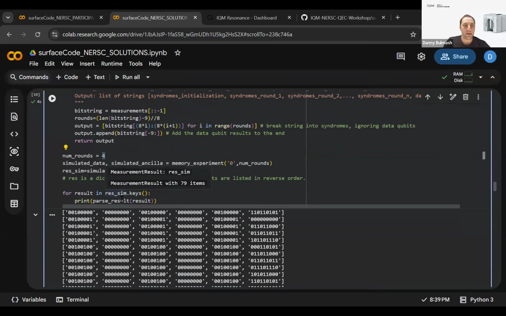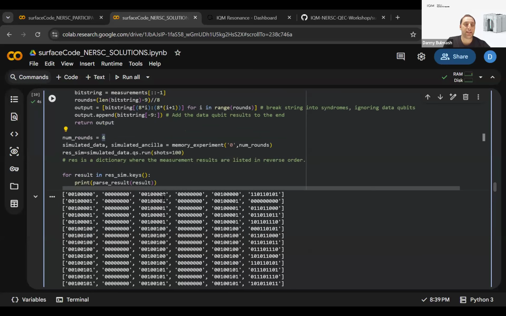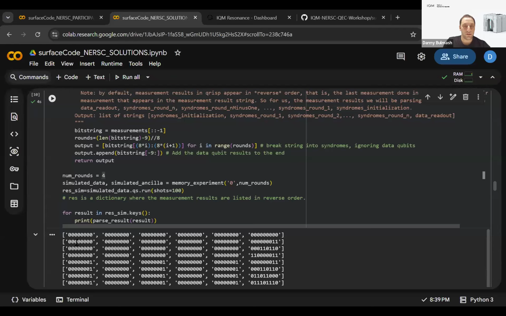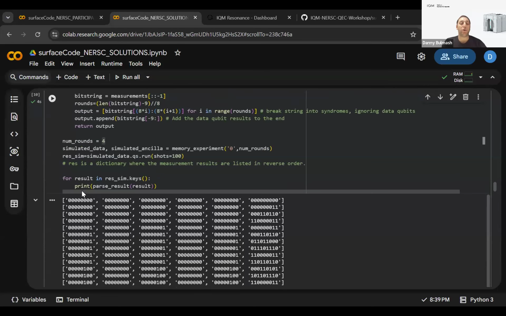What's happening here is that this parse result just spits out the results. Each row here is an outcome. So we started in simulation. For example, remember we said that in the first round, in initialization, these are the syndromes we measure in initialization. And then this is syndrome round 1, syndrome round 2, syndrome round 3, syndrome round 4, data qubits. And so we get a whole bunch of measurement results.